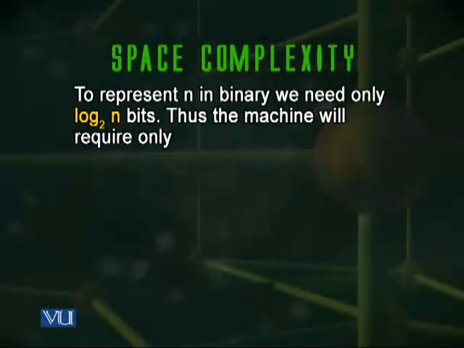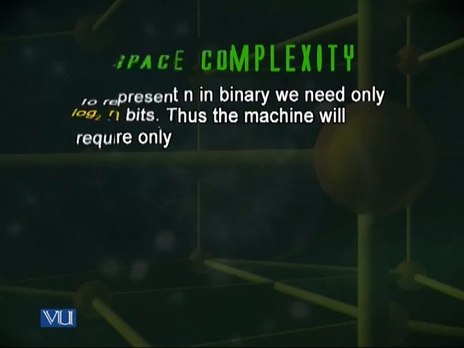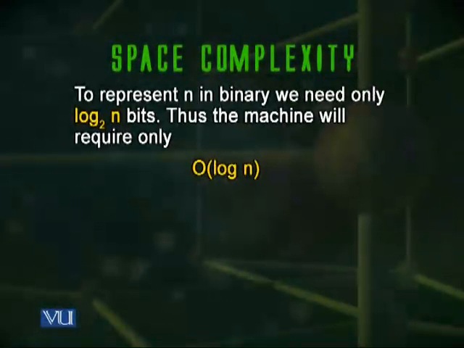Each counter needs to store a number in binary. This number will reach the maximum value of n if the input has length n. So if you give it an input of length n, once this counter reaches n, all of the input has been matched and the machine can halt. Now, we recall that to represent n in binary, we don't need n bits, we just need log to the base 2 of n bits.